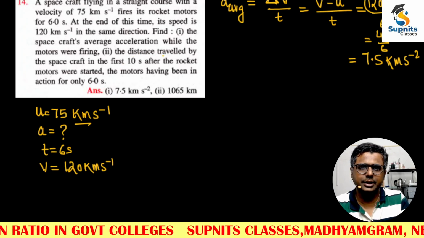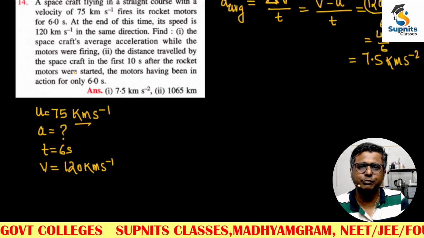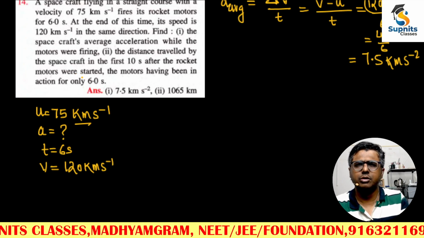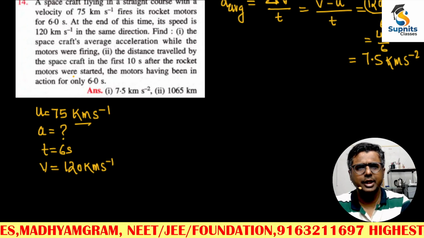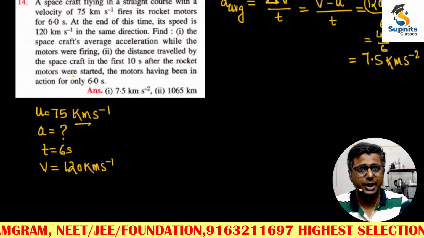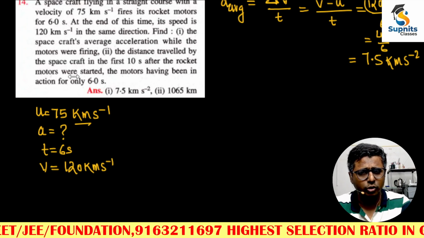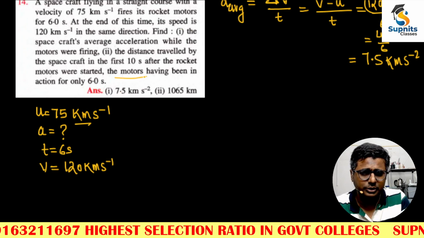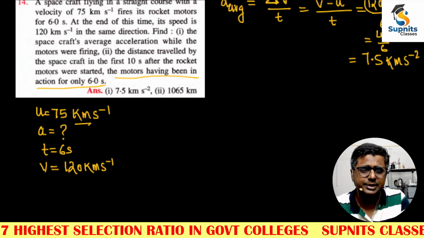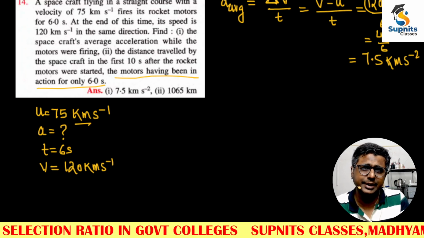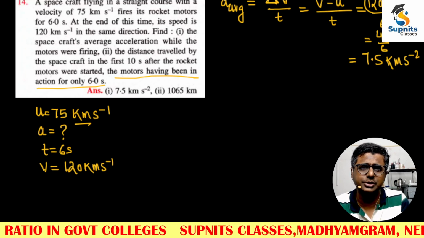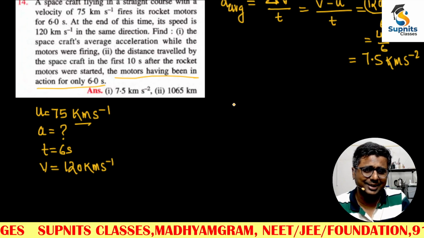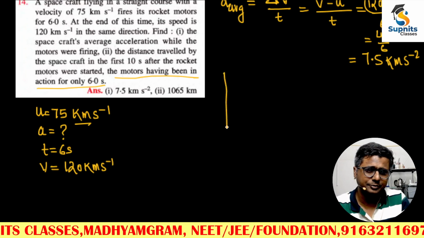Next, the distance travelled by the spacecraft in the first 10 seconds after the motors were started. So the motor was started and for 6 seconds the motor was running. Then after that the motor was stopped, right? Here it is also said that the motors were in action for only 6 seconds. After that the motor is not in action. So here I am talking about the other approach.